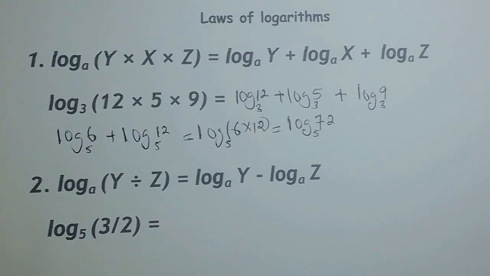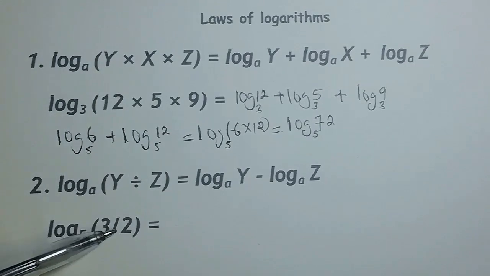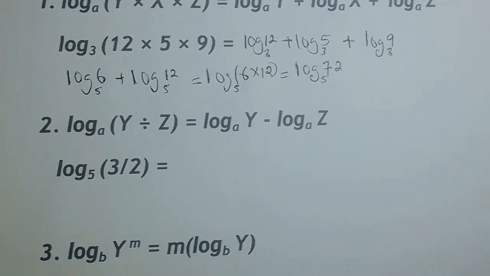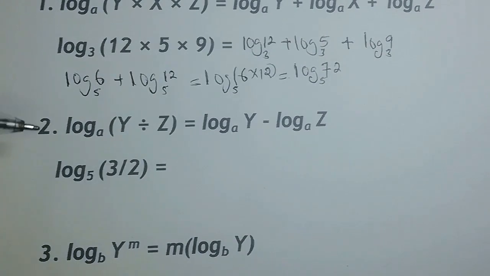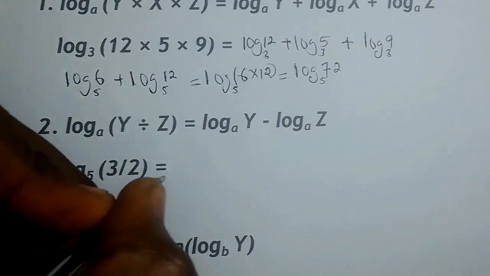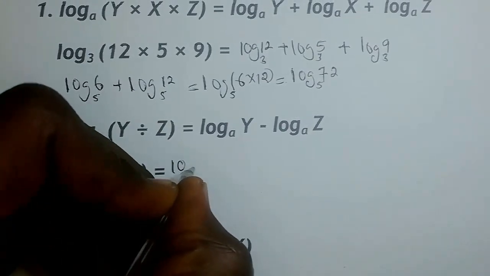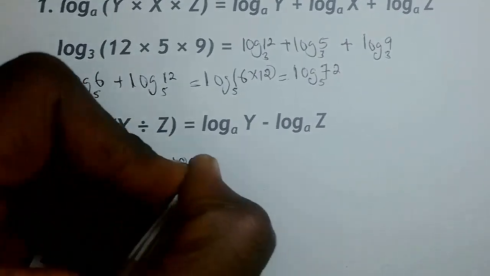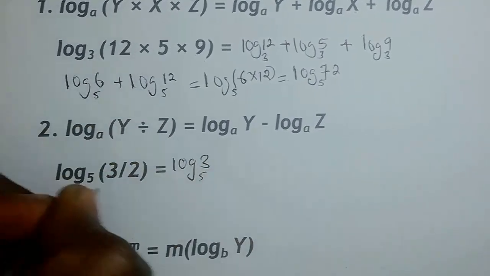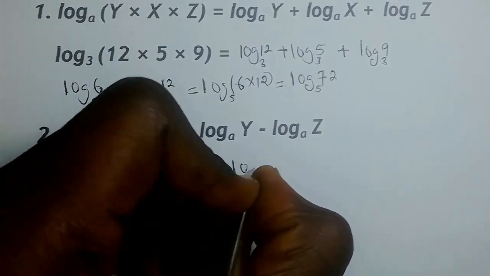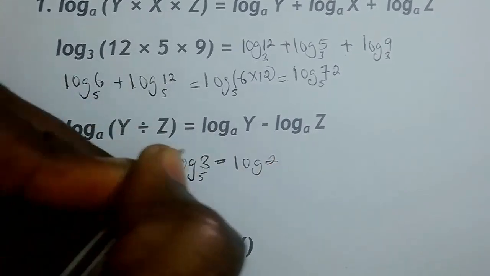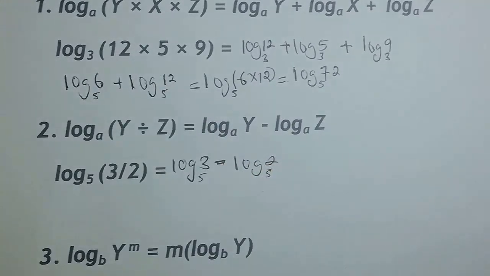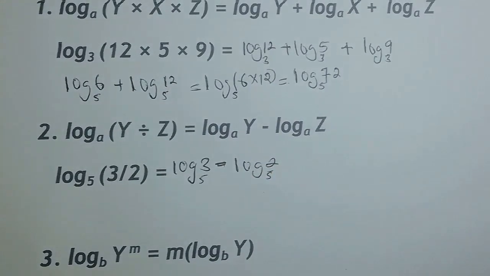So here's an example. We have log 3 over 2 base 5. So according to the second law, you can write this as log of the numerator, that's 3 base 5, minus log of the denominator, that's 2 base 5. So that's the second law.